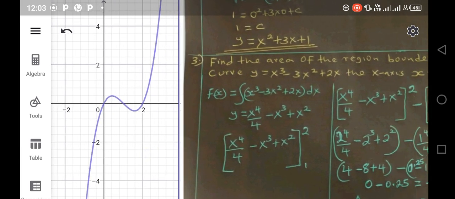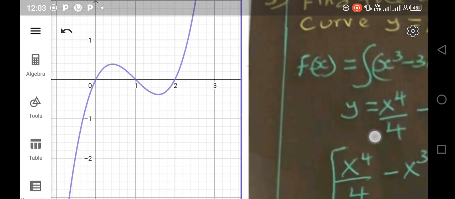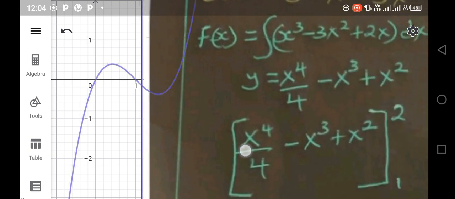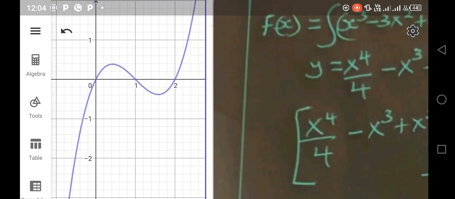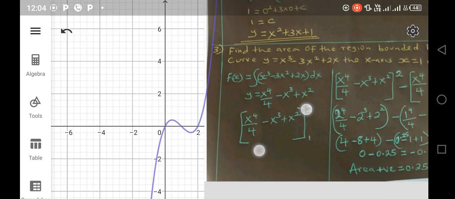The question says the points on the x-axis are 1 and 2. Now let's see our graph from there. At that particular point, that's where they are saying, and then this particular point. As you can see, the region that we're going to calculate the area of is below the x-axis, between the points 1 and 2. This is the area, and that's the area we're going to calculate. By calculating that area, we use what we call integration.